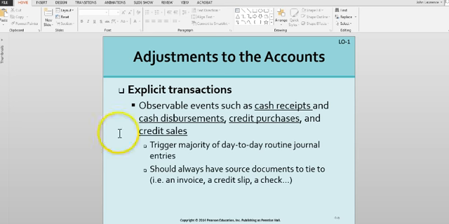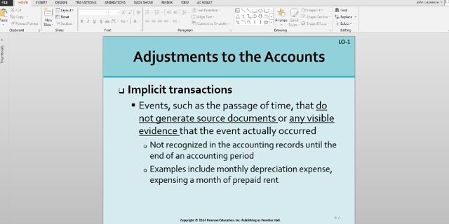As the second bullet point goes on to show, there will always be, or should always be, some type of source document to tie out to, and that's the example of the invoice, the credit slip, the check. Implicit transactions, on the other side, do not generate source documents or any specific type of evidence that showed that the transaction occurred. They are recognized in an accounting period when the matching principle should trigger that there's some matching of revenues and expenses. Some examples there: depreciation expense.